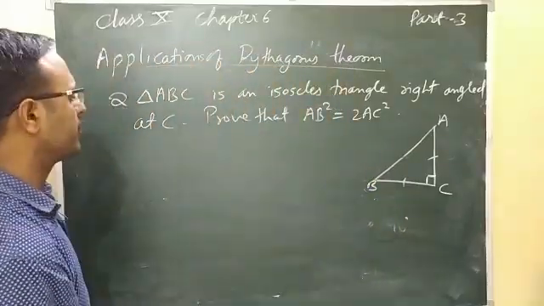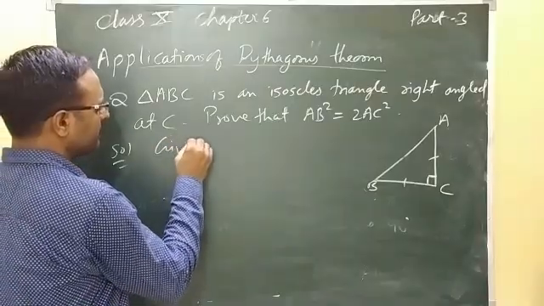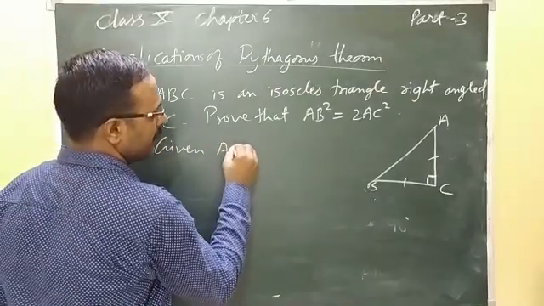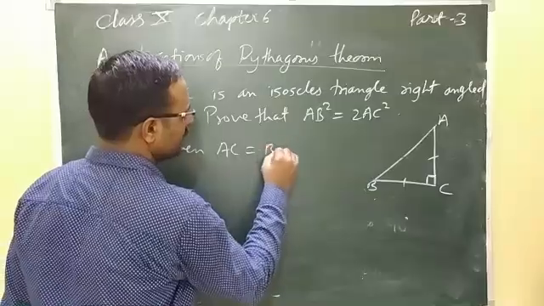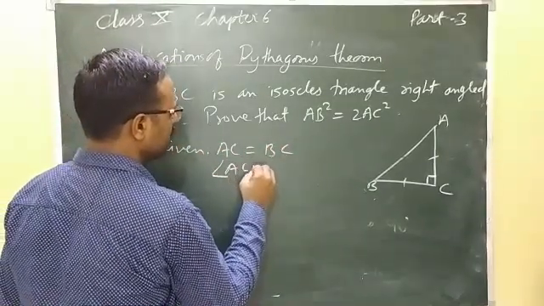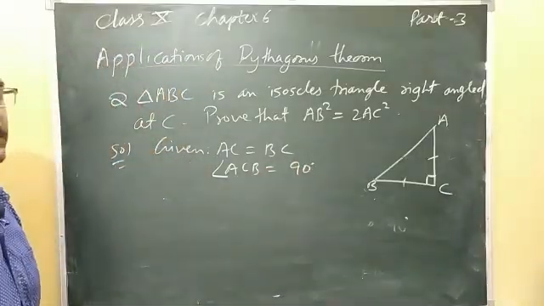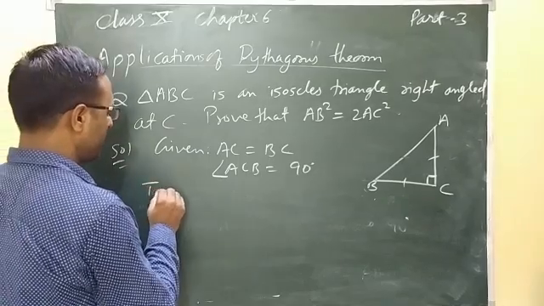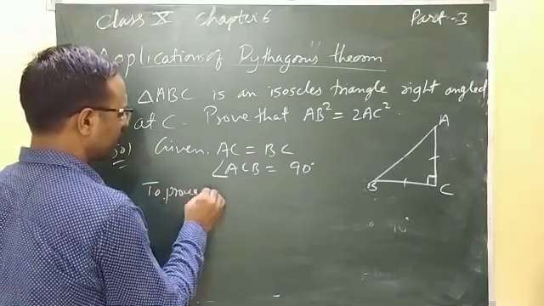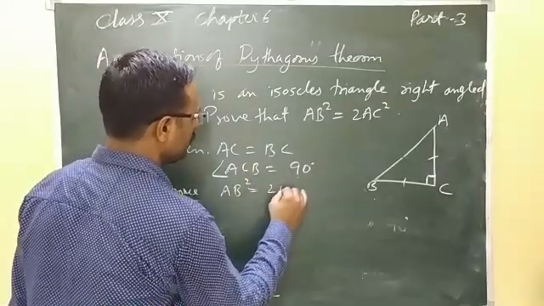Now what we have to prove? What is given here? The given points are AC equal to BC, and the second point is angle ACB equal to 90 degree. So this is the given point, as it is an isosceles triangle, and we have to prove AB square equal to 2AC square.